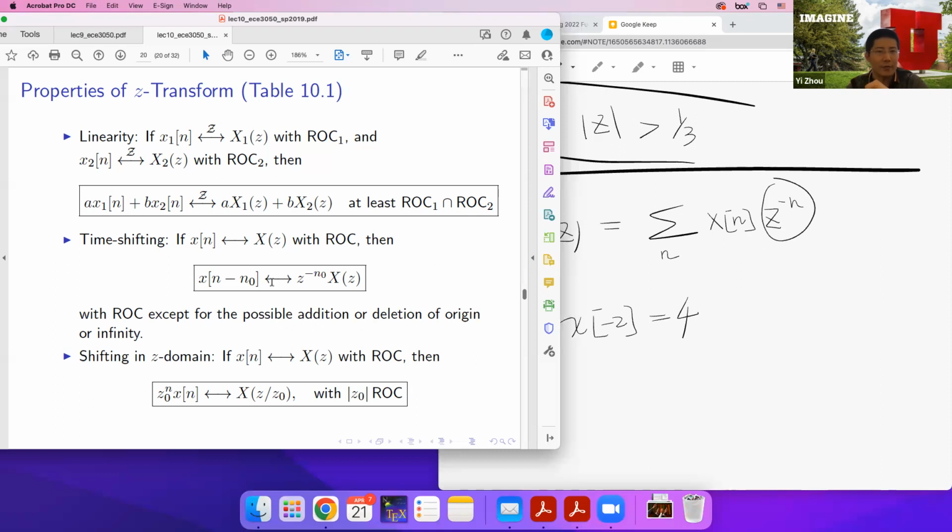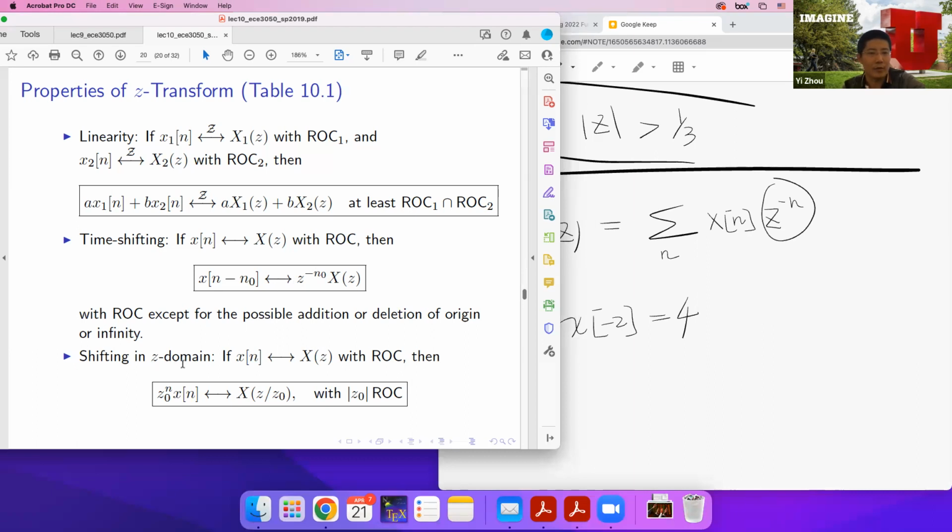And we have time shifting, right? A shift in time will cause a kind of phase change in the Z domain. So basically, a time shift will lead to an additional factor of Z to the power of negative n0 in the Z domain. Okay, this is starting from Fourier transform. We have this type of property.